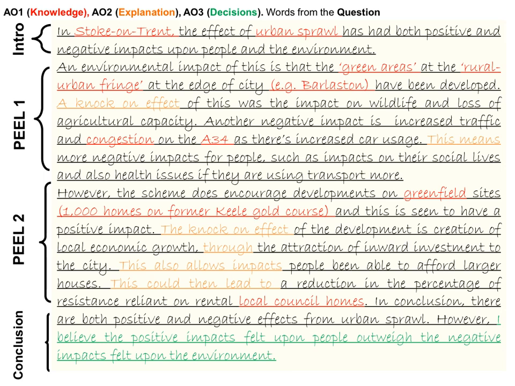This means more negative impacts for people, such as impact on their social lives and also health issues if they're using transport more. However, the scheme does encourage development on greenfield sites, such as the former Keele golf course, and it's seen to have a positive impact. The knock-on effect of this is the creation of local economic growth through the attraction of inward investment to the city. This allows people to afford larger houses.